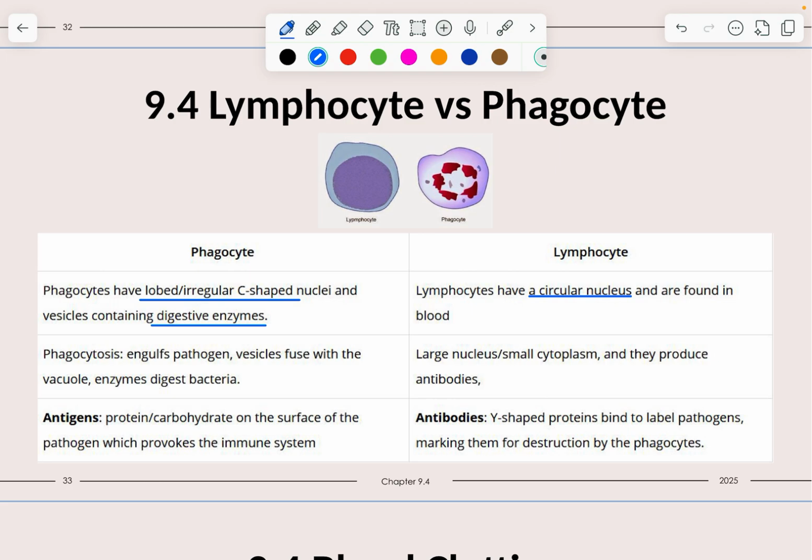So they will be degraded, but your immune system is very smart. It will learn, okay, I've seen you before. I will learn and study how you look. So when you come again next time, I will kill you. That is the whole goal. That is the whole gist of this lymphocyte versus the phagocyte.